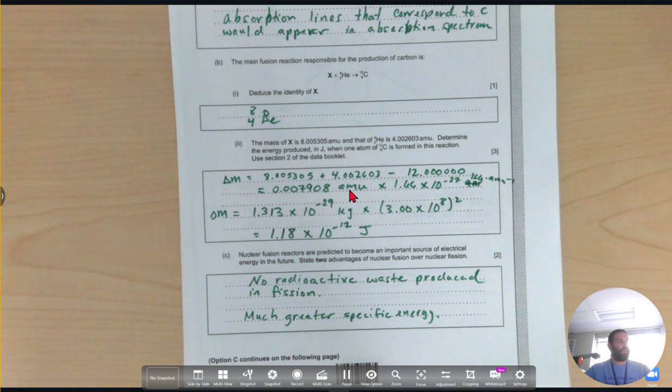0.007908 atomic mass units. When we plug into Einstein's equation, it has to be in kilograms. So the conversion from AMUs to kilograms is in section 2. When you do that, you get 1.313 times 10 to the negative 29 kilograms, multiplied by the speed of light squared, also in section 2, and that gives you the energy.